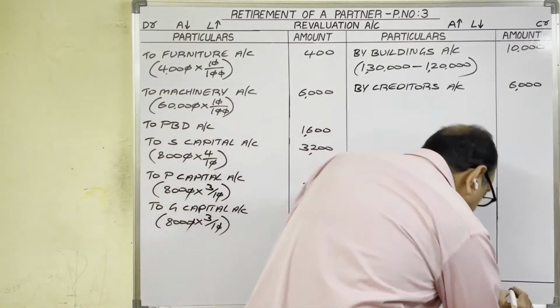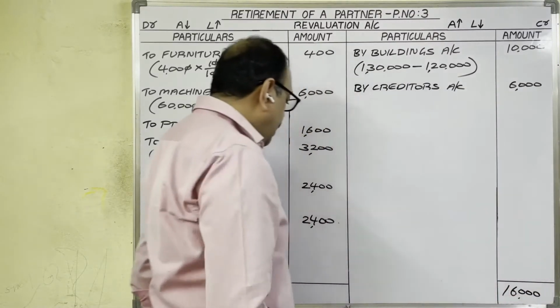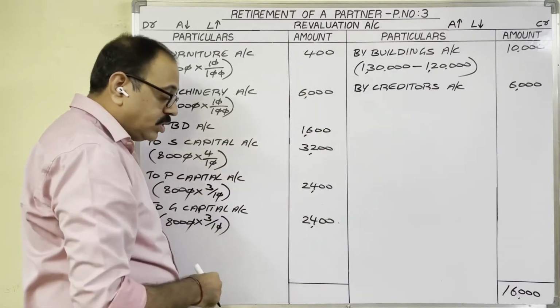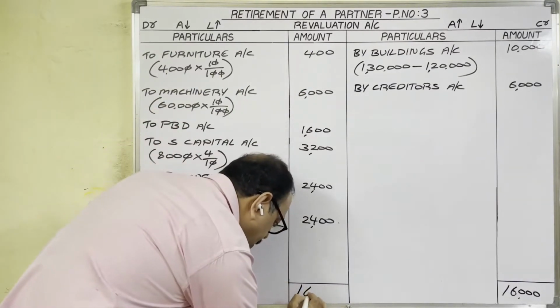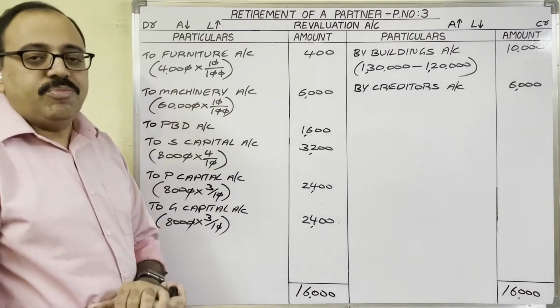Credit total is 16,000 rupees. Debit side, we wrote the difference now, 8,000. Now if you add all these amounts, same total comes 16,000 rupees. So revaluation account is completed.